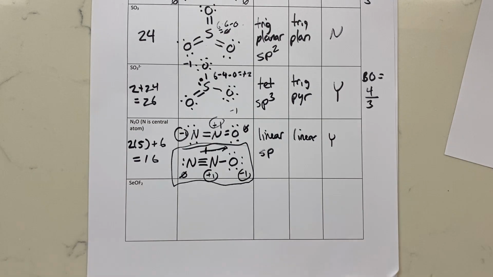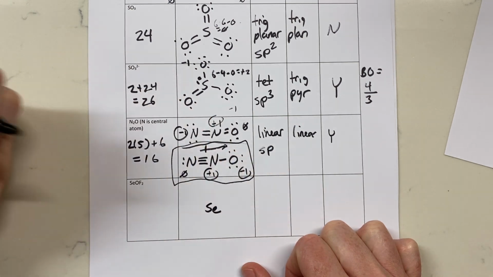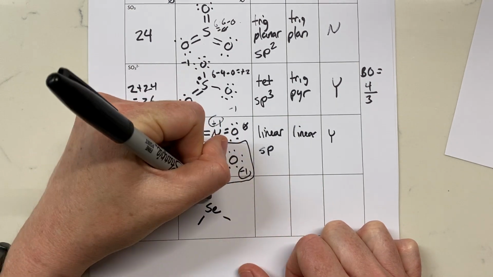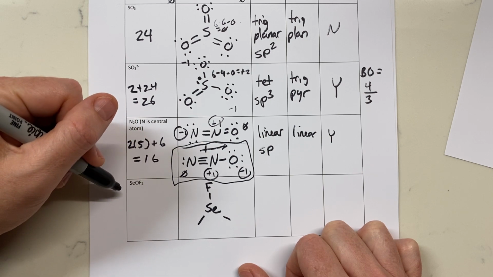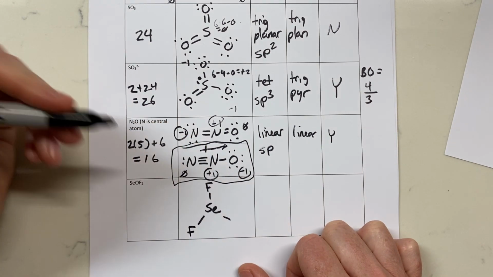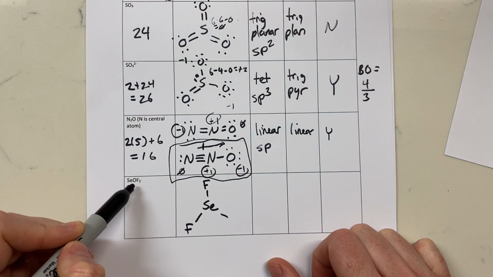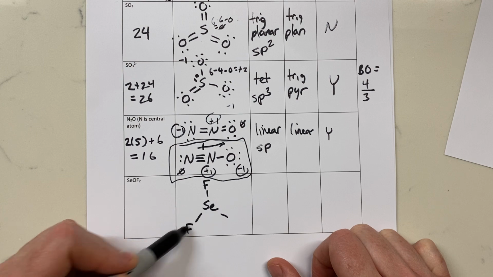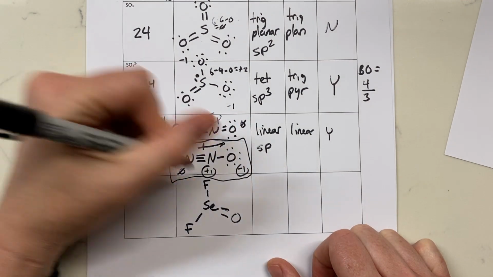All right, moving on to the next one, SeOF2, selenium, oxygen, and fluorine. I look at this and I think, okay, it's neutral. Oh, excuse me, it's SeOF2. So I look at this and see it's neutral, so I automatically think, okay, fluorine's gonna be single bound, oxygen's gonna be double bound. That's the most likely scenario.